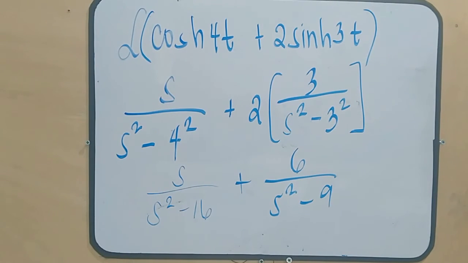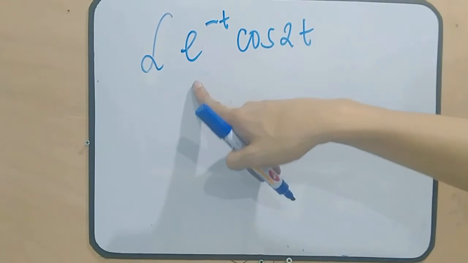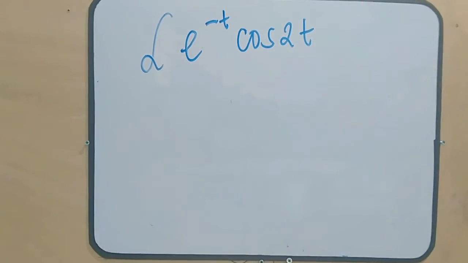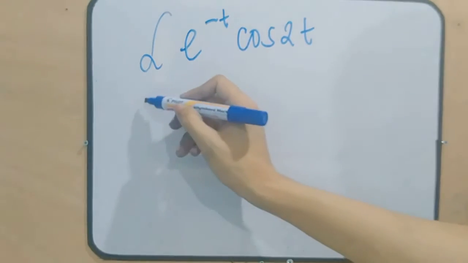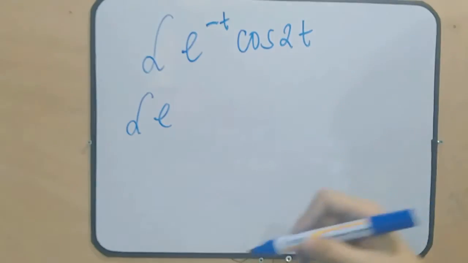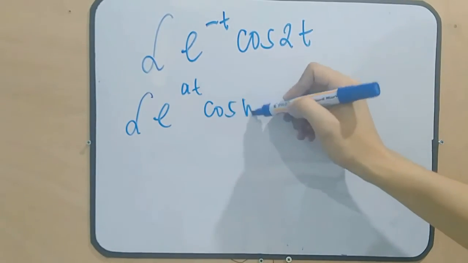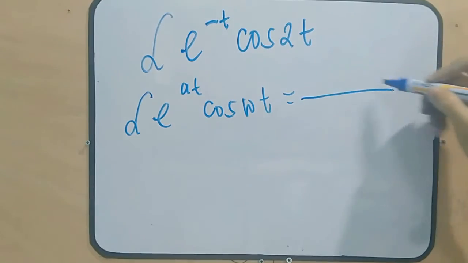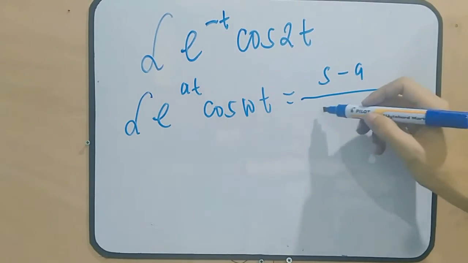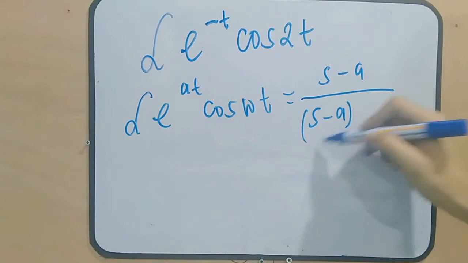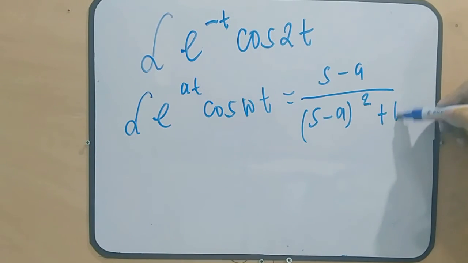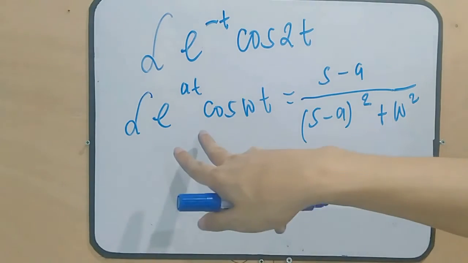So let's proceed to the next problem, guys. This is the Laplace transform of e raised to negative t times cosine 2t. The formula we will use is the Laplace transform of e raised to at times cosine wt, which is equal to s minus a all over s minus a squared plus w squared. That's our formula for this expression.